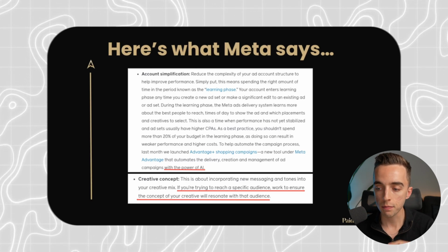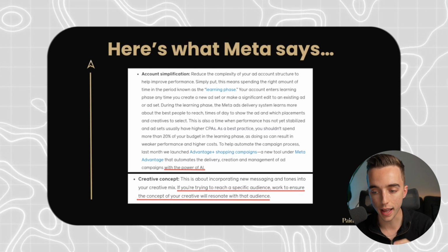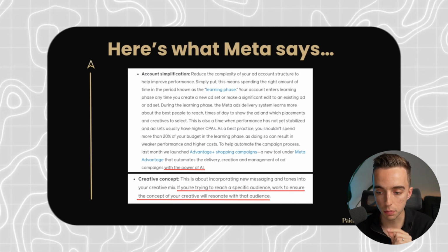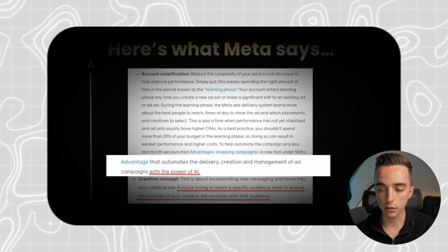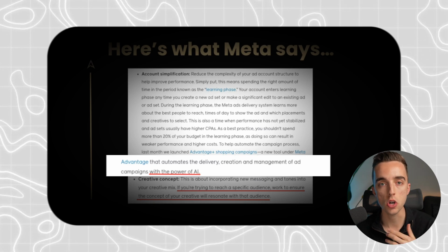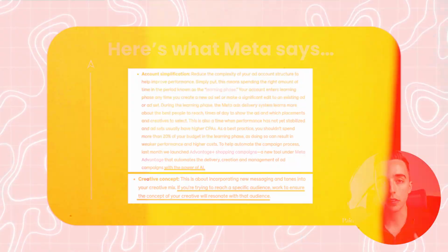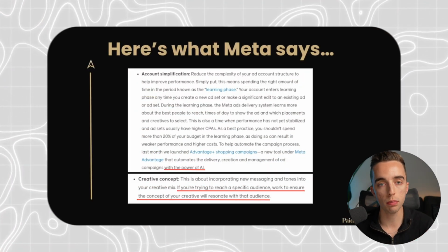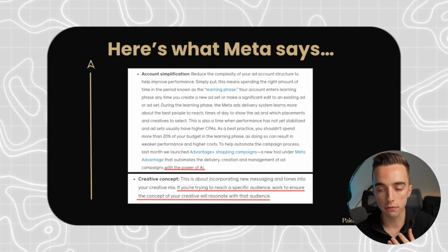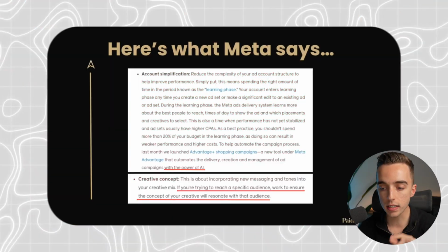If you go up, they're saying Meta now has a new tool on the Meta Advantage that automates the delivery, creation, and management of ad campaigns with the power of AI. I'm going to bring your attention to that specific last part of the sentence: that automates the delivery, creation, and management of ad campaigns with the power of AI, not ad sets, not ad creatives, of ad campaigns. So that point combined with the below point tells you the ad campaign part is now being automated, but really the only way for you to reach your target customer, the one that has the highest intent, is through your creative concept.